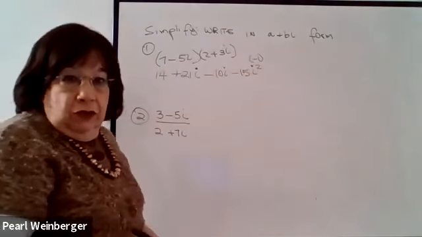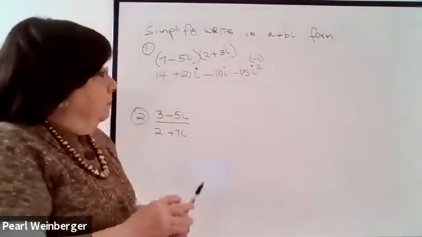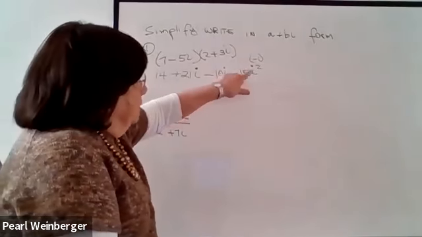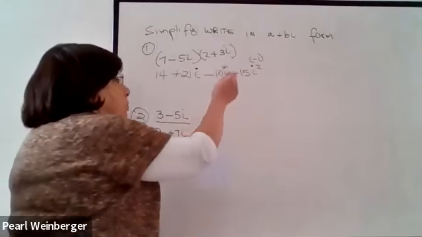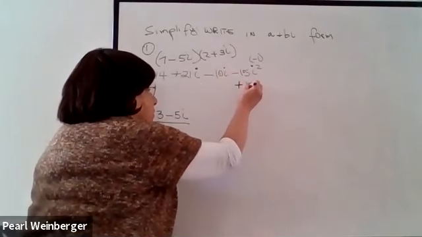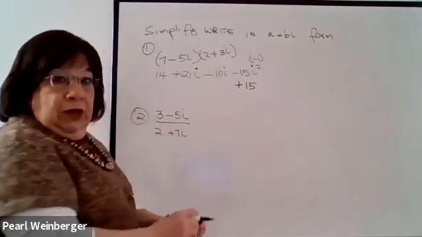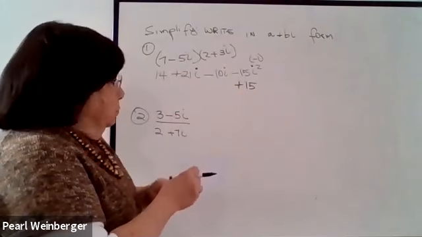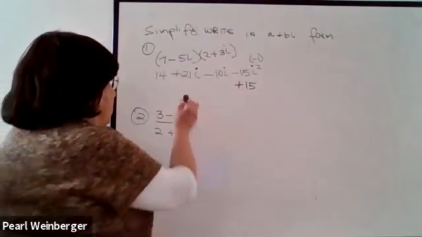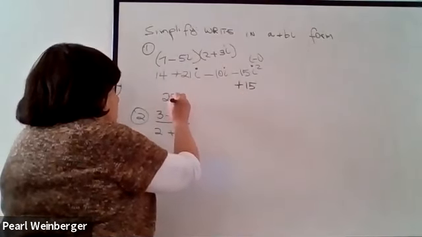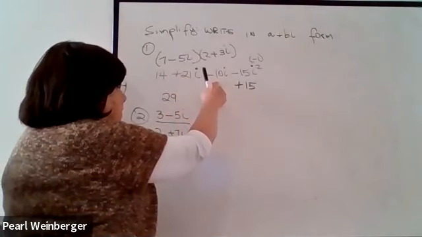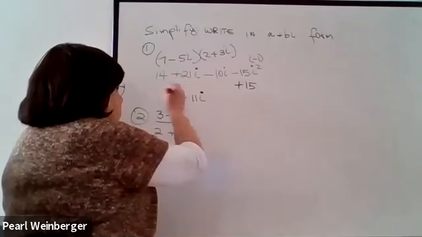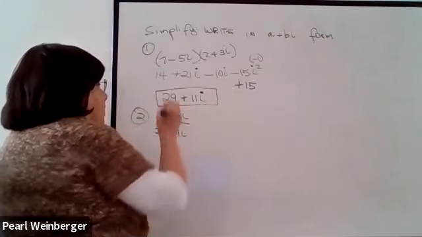Anytime we come across an i squared, we replace it with negative 1. And that means that what we really have is negative 15 times negative 1 for this last term, which gives us a positive 15. So now we combine the like terms. The 14 and the 15 are like terms. When we add them, we get 29. And the 21i minus the 10i can be combined to positive 11i. And this would be your answer in what we call A plus BI form.